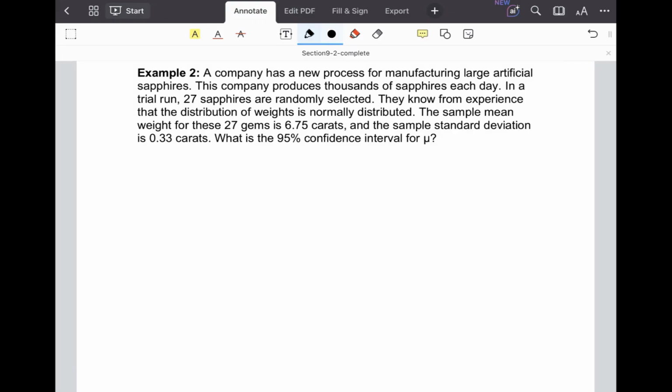So our first step is to check conditions, just like last time. Check conditions. Definitely an important step. The first one, random sampling. Okay, it says randomly selected. That's good to assume that they've done random sampling. So I'll write that there. Random sampling is used.